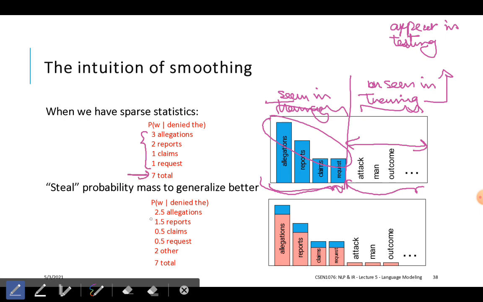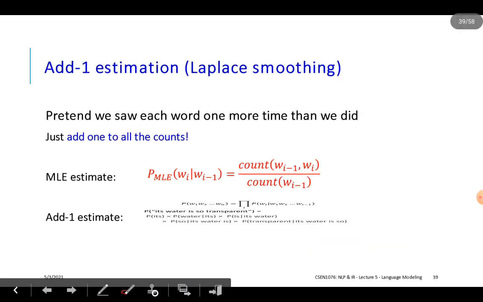You will take some of them and you will give them to another category, and then you still have a total of 7 counts. This is the amount of stealing that we will do, and we will distribute this amount equally for all the terms that do not appear in training but appear in testing. This is essentially the concept of smoothing. So, what do we do then?